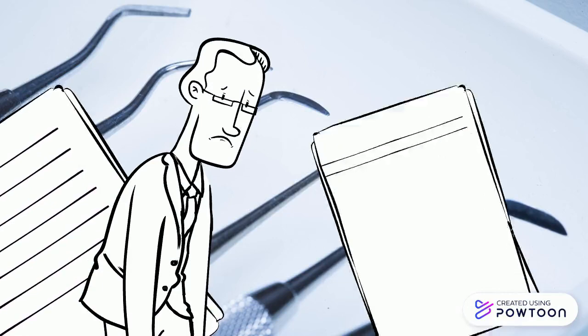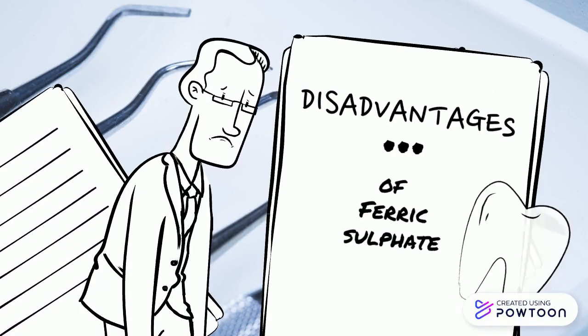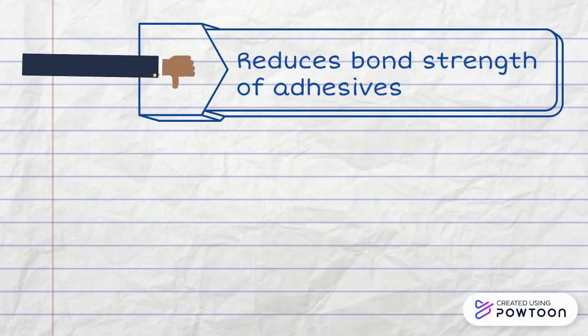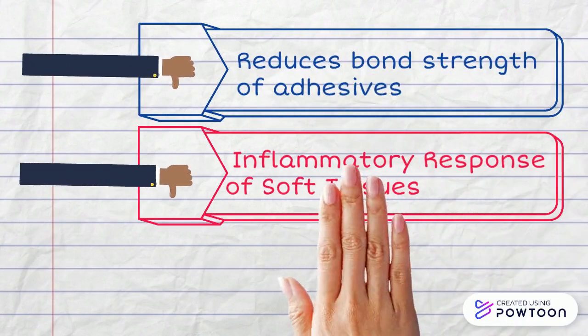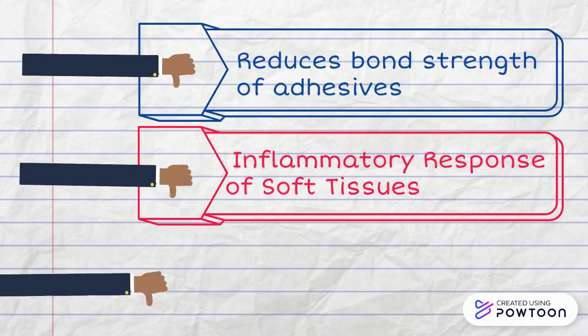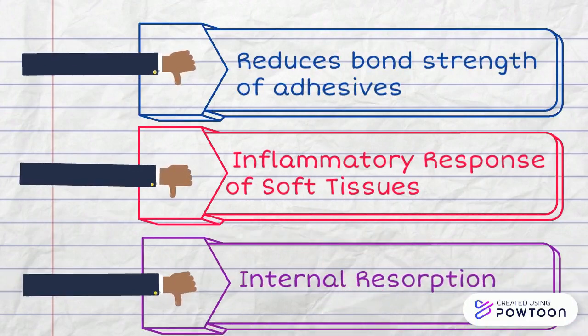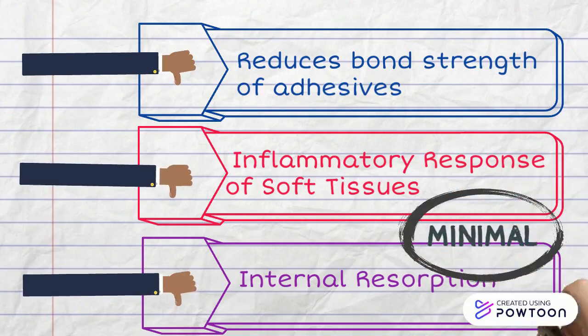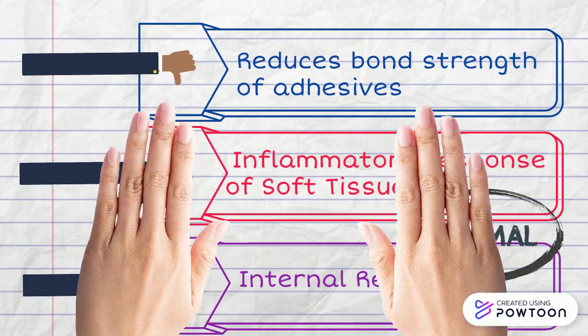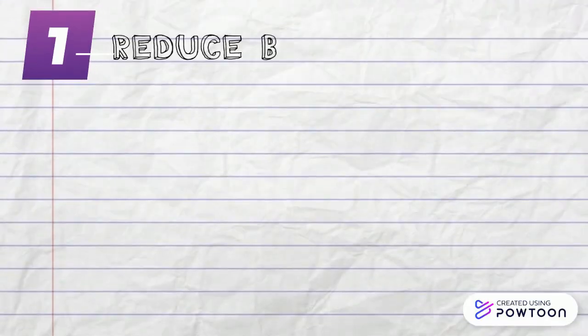Next, let's have a look at the disadvantages of ferric sulfate. Firstly, ferric sulfate reduces the bond strength of adhesive. Besides that, it can cause inflammatory response of soft tissues and lead to internal resorption. However, ferric sulfate still shows superior quality of minimizing inflammation and internal resorption due to its physiological clot formation. It will reduce the bond strength of adhesive.